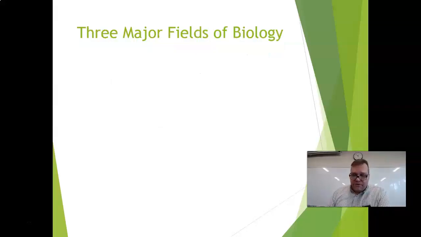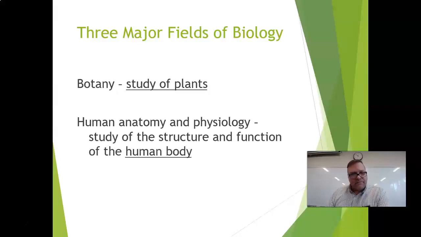3 major fields of biology. They include botany, which is the study of plants, and human anatomy and physiology, the study of structure and function. So anatomy literally means structure. That's how something is put together, how it's built. And physiology, not psychology, physiology means function, the study of how it works.